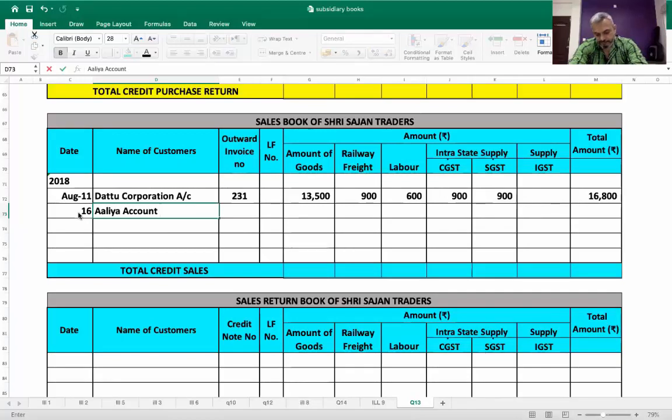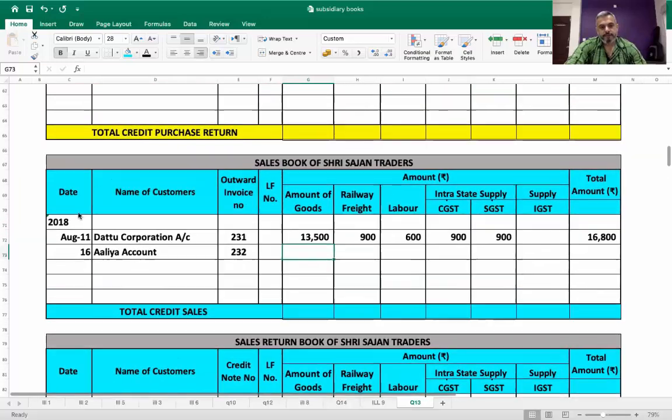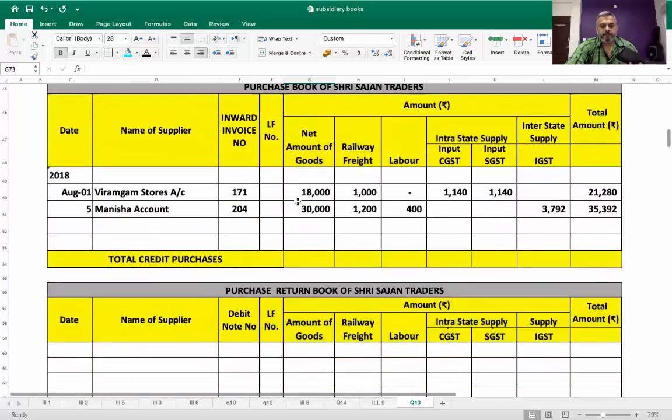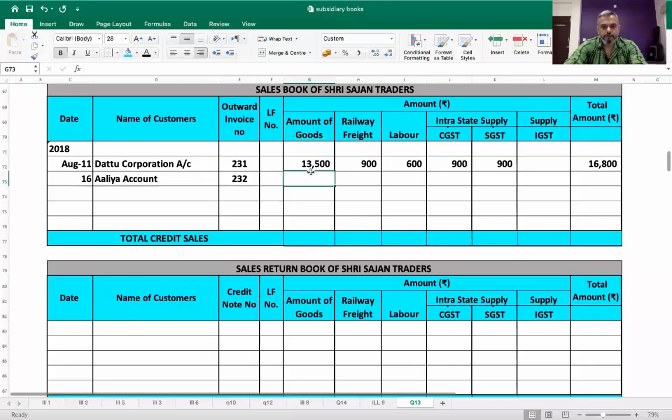Alia account, invoice number 232. Now the goods purchased from Manisha, take calculator, 30,000. So 30,000 into how much percent profit, 20%, so it comes to 36,000. So you sold goods of 30,000, adding profit 20%, at 36,000.